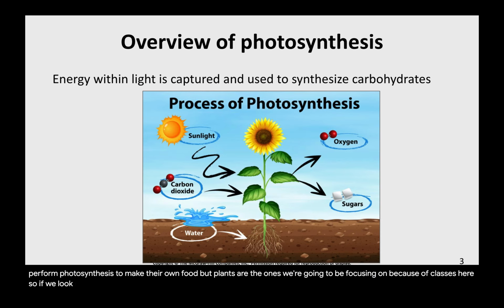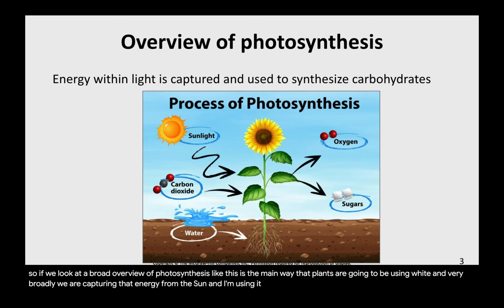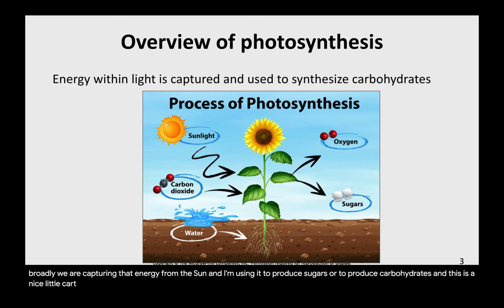So if we look at a broad overview of photosynthesis, this is the main way that plants are going to be using light. Very broadly, we are capturing that energy from the sun and using it to produce sugars or carbohydrates. And this is a nice little cartoon image here. We see sunlight going in. Plants also need carbon dioxide to go in. And as a result of photosynthesis, they are going to be producing sugars and releasing some oxygen.